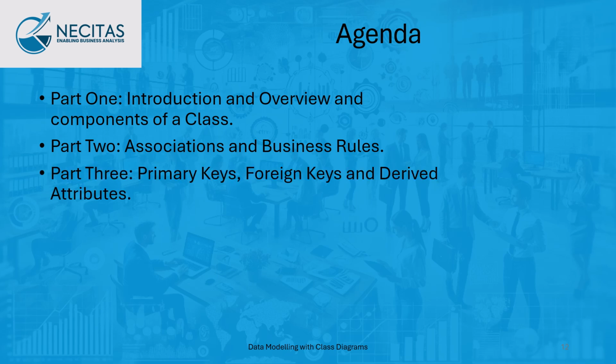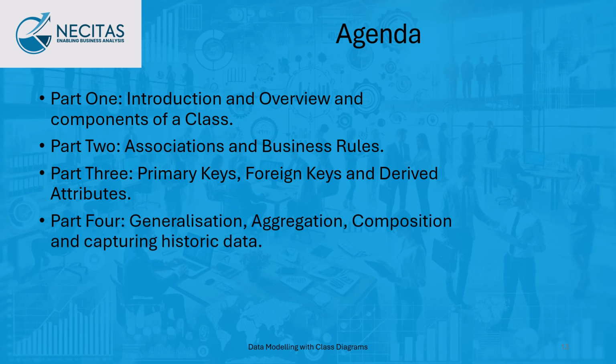In part 3, we will look at the importance of keys and develop the model further with primary keys, foreign keys, and derived attributes. In part 4, we will complete the model by adding generalization, aggregation, and composition, and consider how to capture historical data. In part 5, the final part of our course, we turn our attention to data definitions, which are used to provide more detailed information on the classes, business rules, and attributes represented in the model. So let's get started with a recap of part 1 before we move on to part 2.